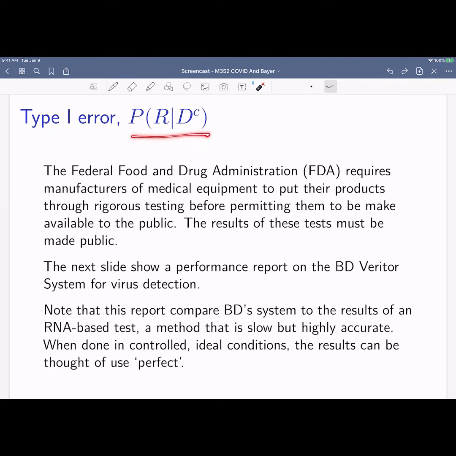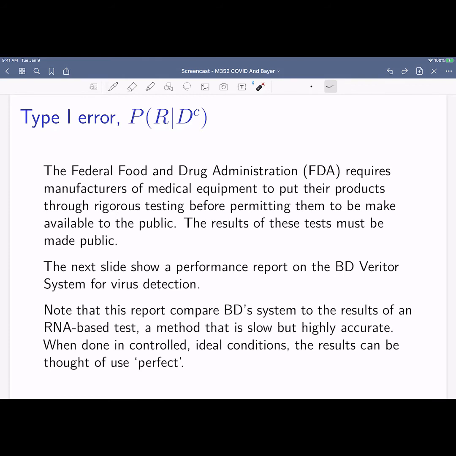All right, we need to choose the other probabilities that are in our formula for Bayes' rule. So let's talk about the type 1 error term that we saw in the denominator. As we choose that, I want to point out something to you. The Federal Food and Drug Administration, the FDA, requires manufacturers of medical equipment to put their products through rigorous testing before permitting them to make that stuff available to the public. And the results of these tests must be made public. So this is relevant to the conversations about a COVID vaccine, but that's not what we're talking about.